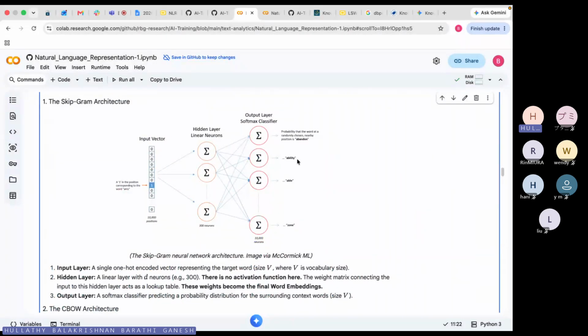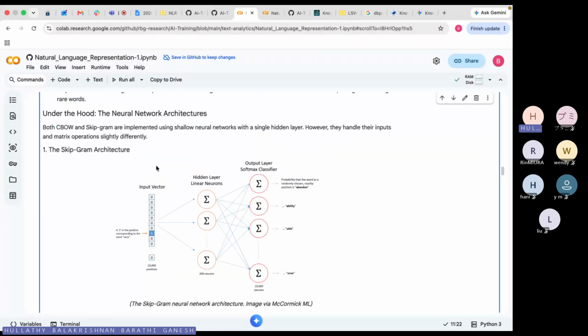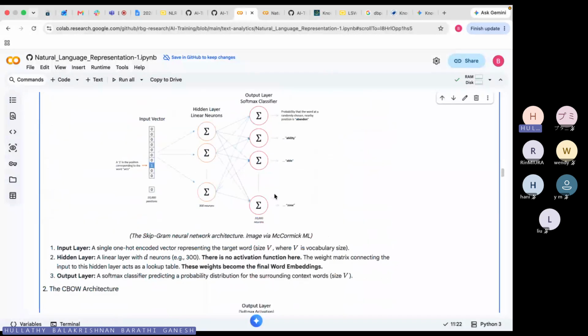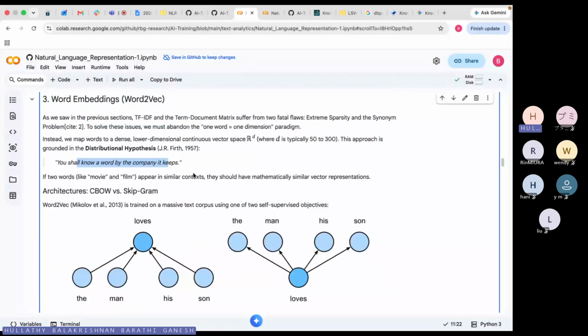And the output is predicting the context it carries. Suppose you take this as a 5-word vocabulary. I'll just use this example itself and try to show it.